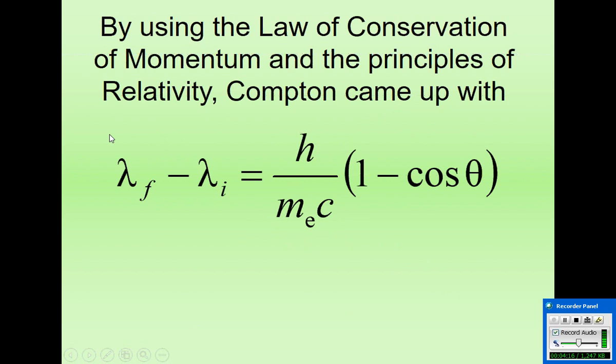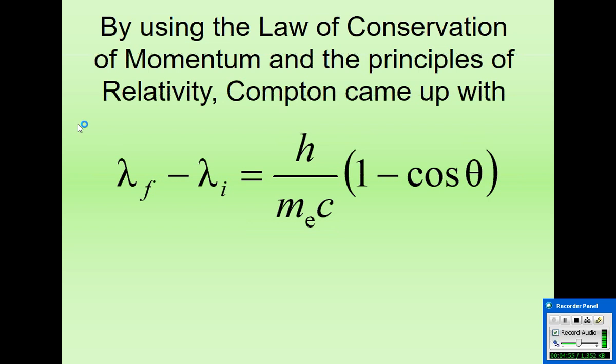What Compton found was that there would be a change in the wavelength. And he was able to derive an expression for by how much the wavelength of the photon changed from before it struck the electron, lambda initial, to after the scattering, lambda final. He found that this difference in wavelength was equal to h, Planck's constant, divided by the mass of the electron times the speed of light, and then times the quantity 1 minus cosine theta, where of course theta is the angle between the outgoing photon and the incoming photon.